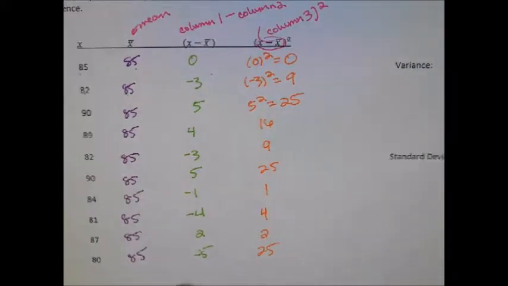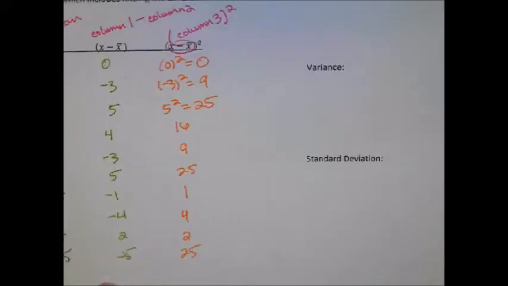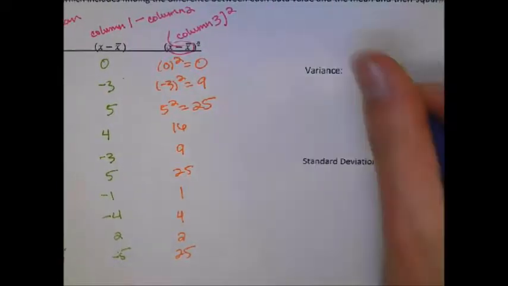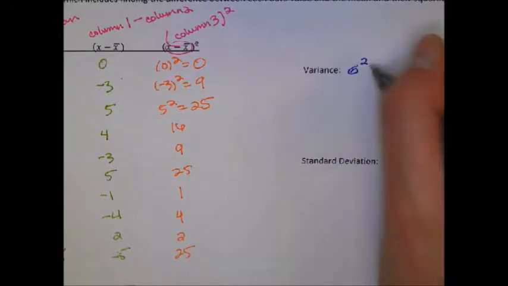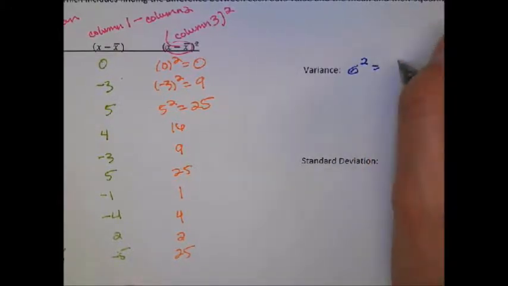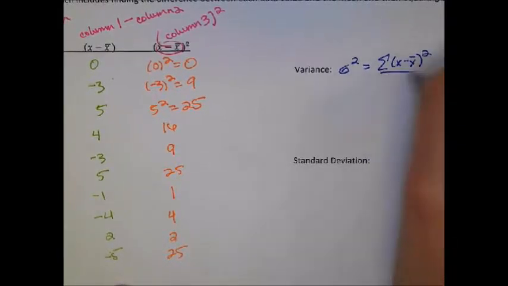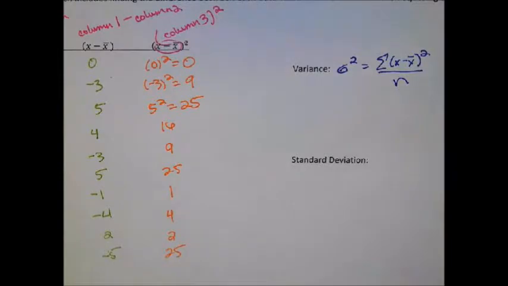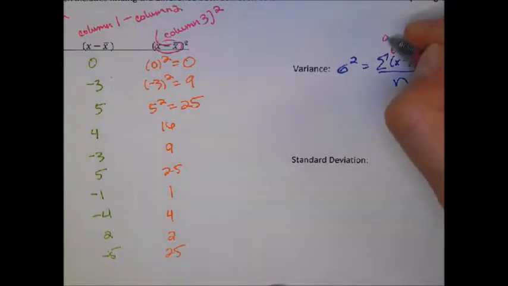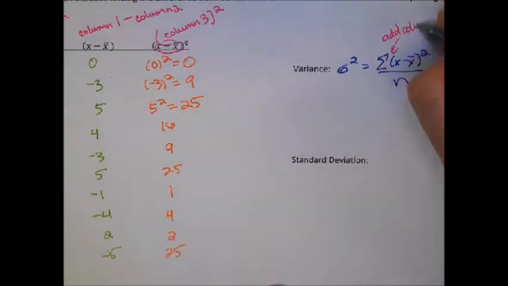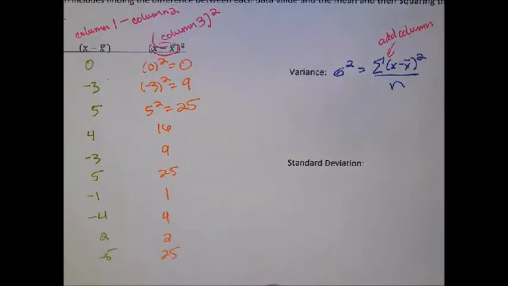All right, so let's look over here. Our variance, so that's sigma squared, is, go ahead and write this, (x minus x bar) squared over n. Now, before this notation freaks you out, what does this mean? We're going to add column 4.